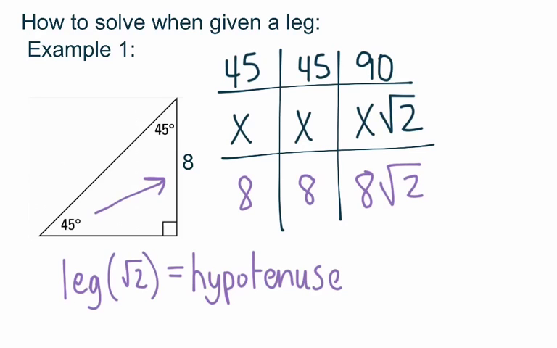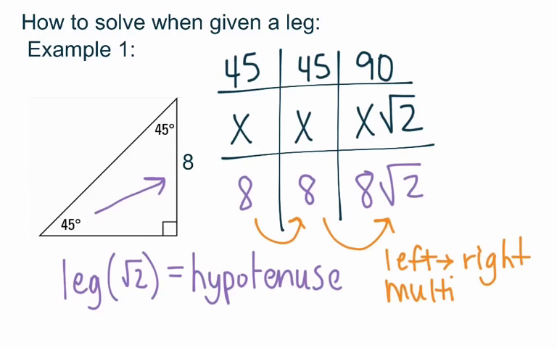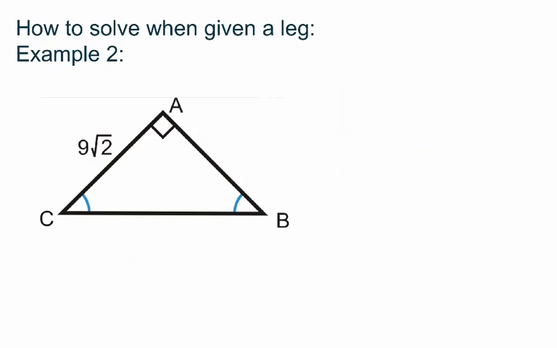One thing I want to make sure that we understand is when we're moving from left to right, we're multiplying. So from left to right, multiply. When you're solving these, it's like you're using what you're given and manipulating it using multiplying and dividing.